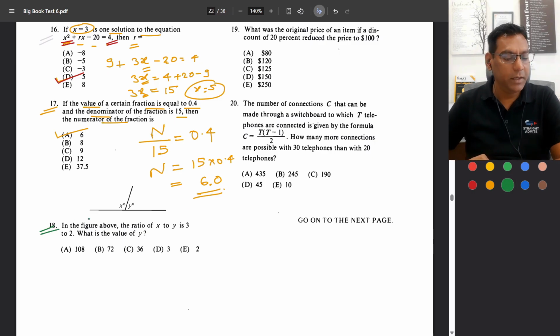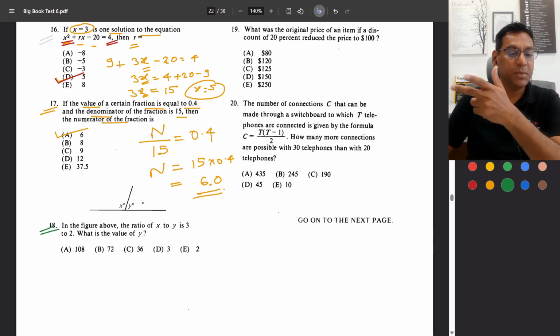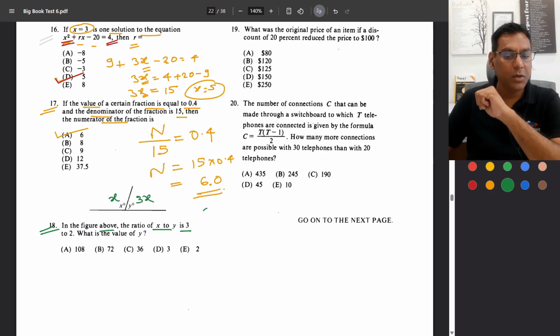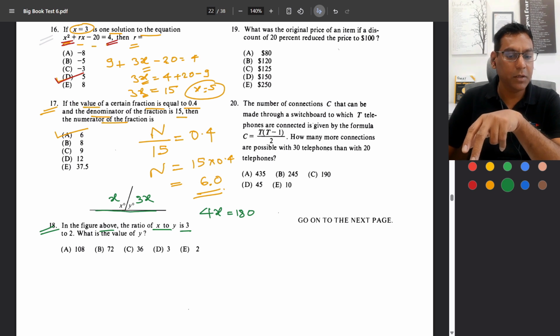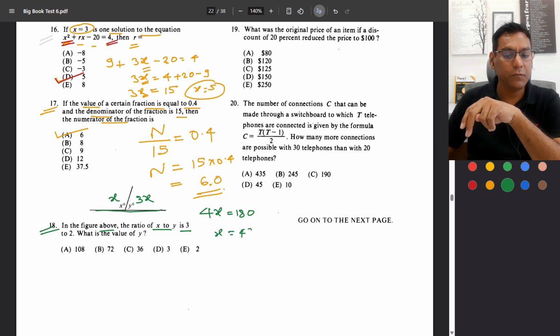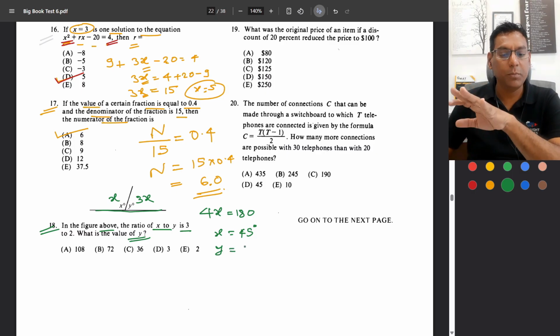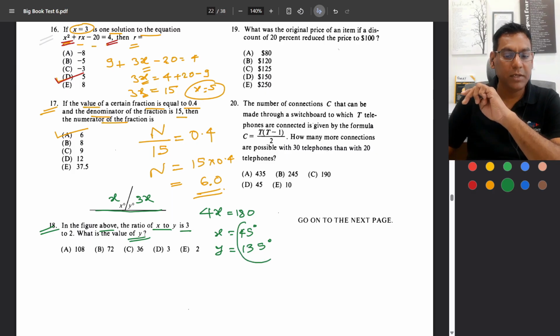Question 18. X and Y are there on one line. So x plus y is equal to 180. That much I know. In the figure above, the ratio of x to y is 3. So if this is x, this is 3x. Together is 4x, but that has to be 180 degrees because they are on this line. So 4x is 180, x is equal to 45 degrees. Now what is the value of y? Y is going to be 3x. That's going to be 135 degrees. Correct? The ratio is 1 is to 3, and both add up to 180. So y is 135 degrees.